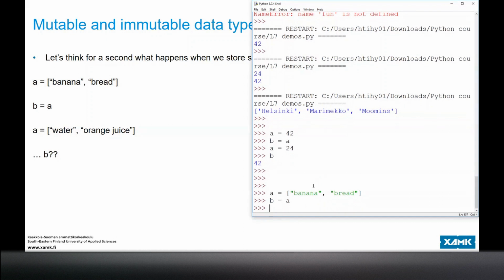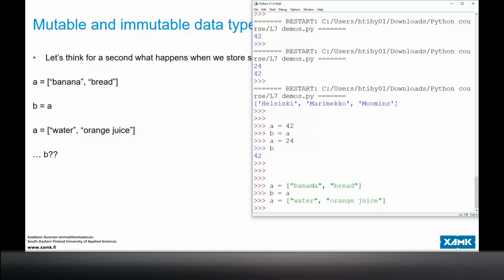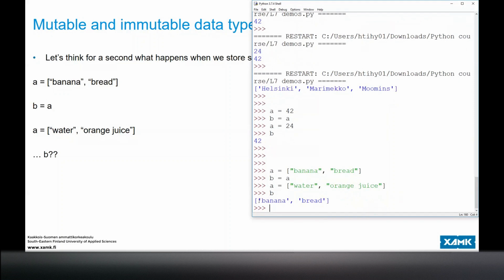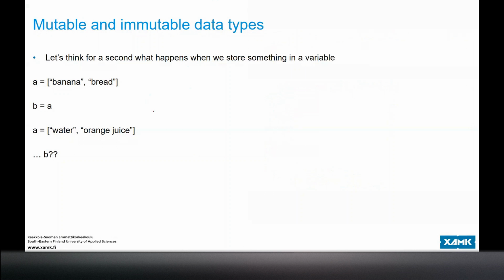Then we change the value that a has to, for example, water and orange juice, more items that you find in a shop. And then we ask what is the value that's now stored in b, and we can see that b still points to this original list. So this works the same way for both integer numbers and lists.